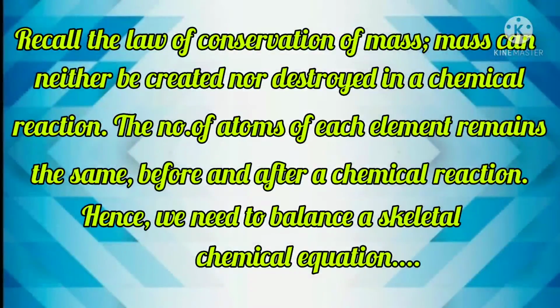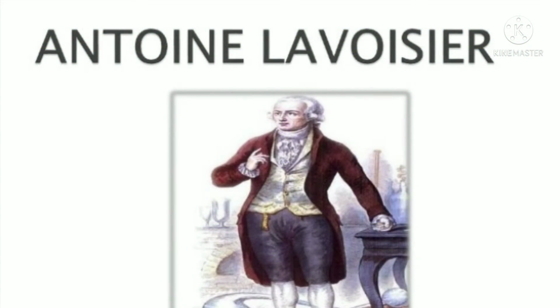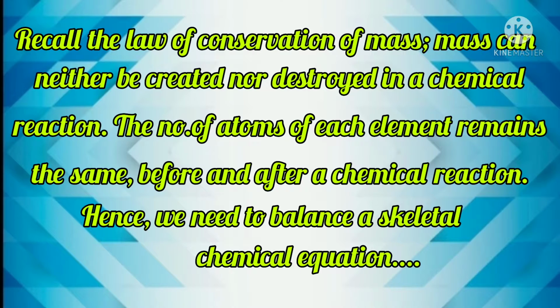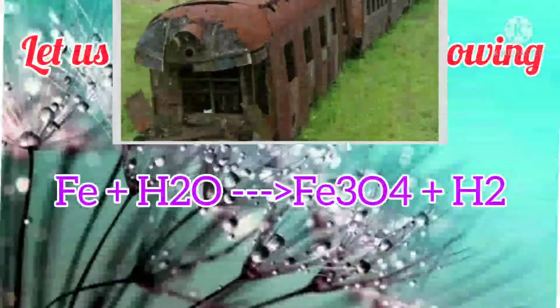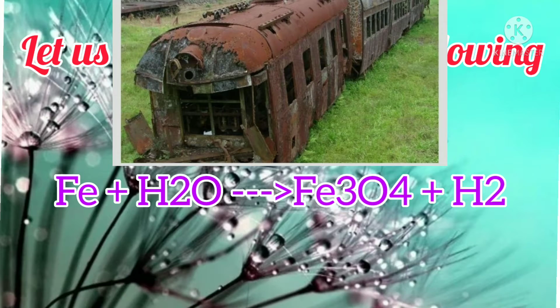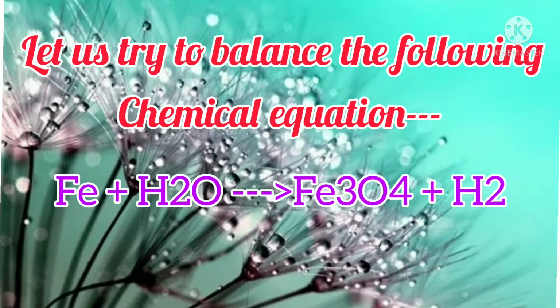Recall the law of conservation of mass. Mass can neither be created nor destroyed in a chemical reaction. The number of atoms of each element remains the same before and after a chemical reaction. Hence, we need to balance the skeletal chemical equation. Let us try to balance the following chemical equation: Fe plus H2O gives Fe3O4 plus H2.